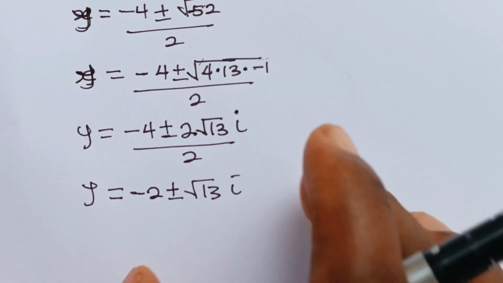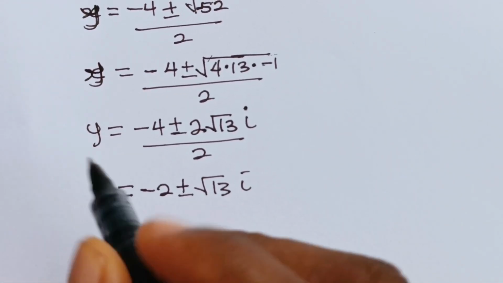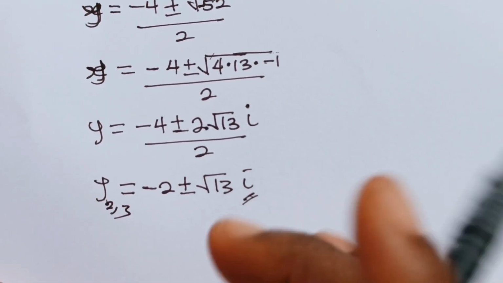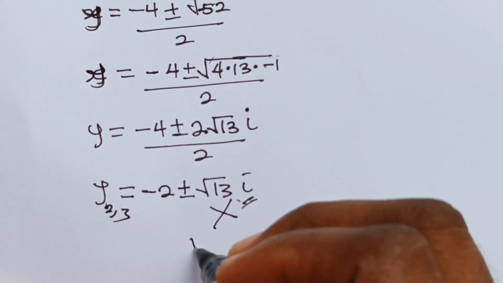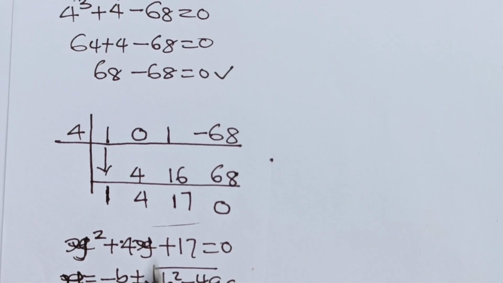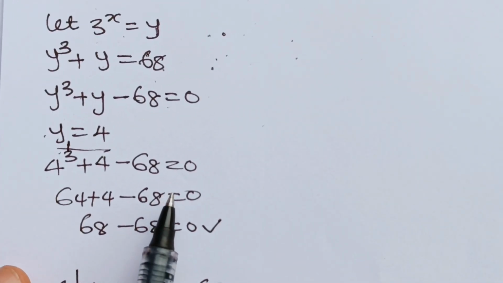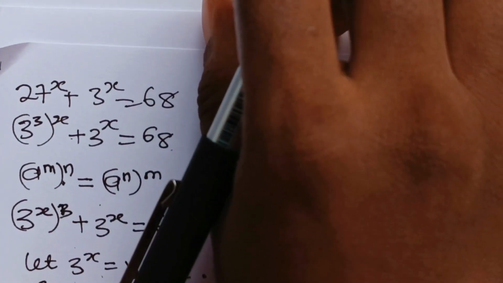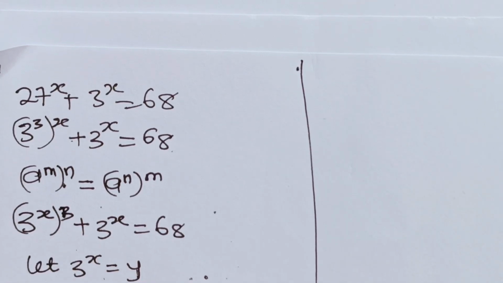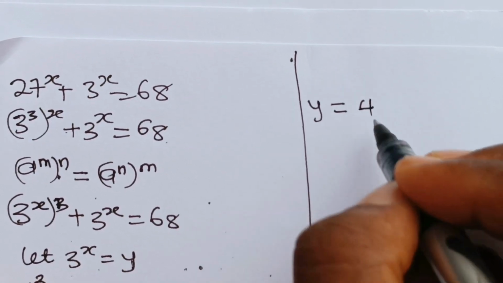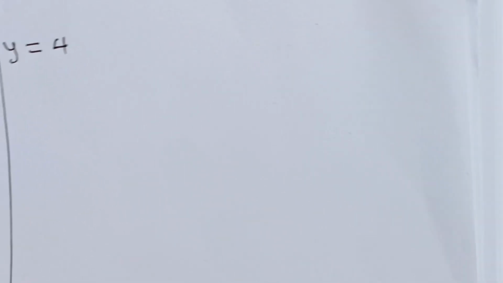So this is the value of our y, the second and the third value of our y. But because this has i, this is not a real root. And because we don't have real roots here, we are going to neglect this one, and we're going to work with our real root. The only real root we got here is that our y is equal to 4. Now let's continue from here. So we got that y is equal to 4.